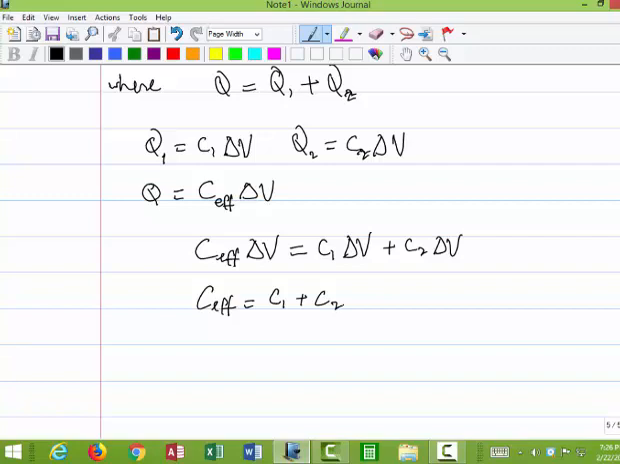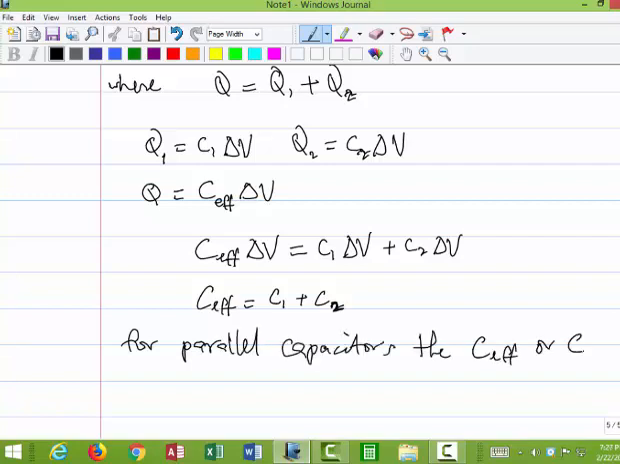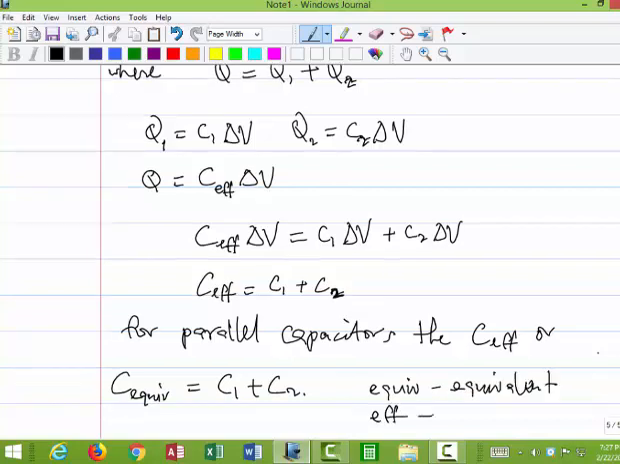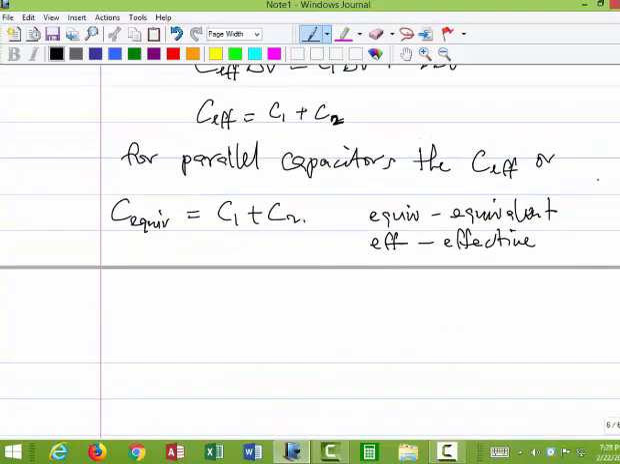So for capacitors that are arranged in parallel, the effective capacitance is just the sum of the capacitances of each of those capacitors. For parallel capacitors, C effective, or in some cases C equivalent, is equal to C1 plus C2. Equiv just means equivalent, EFF means effective. I'm using them interchangeably, meaning the equivalent capacitance is the same as the effective capacitance.